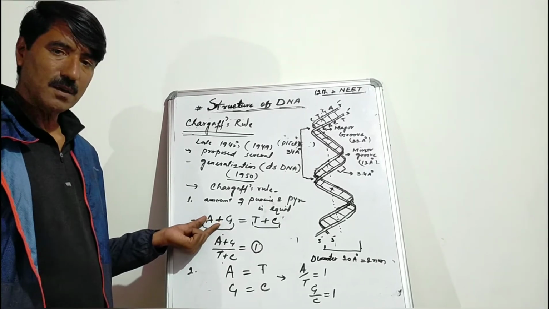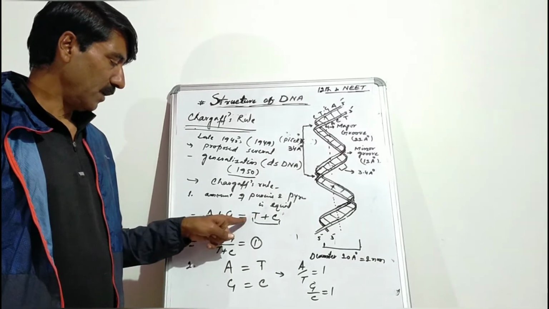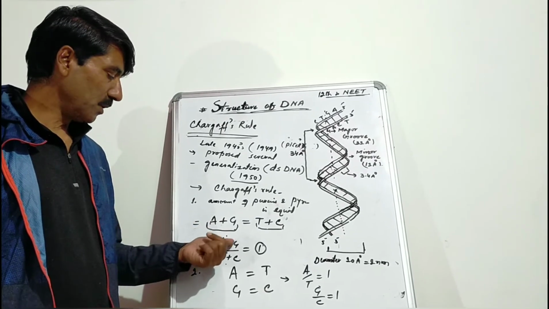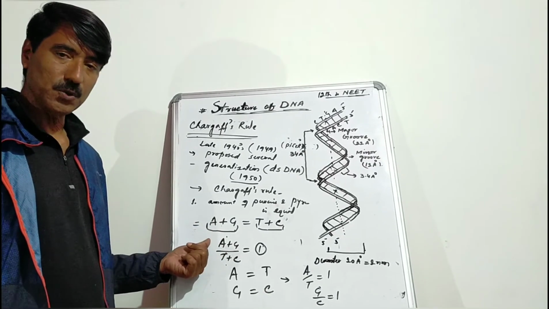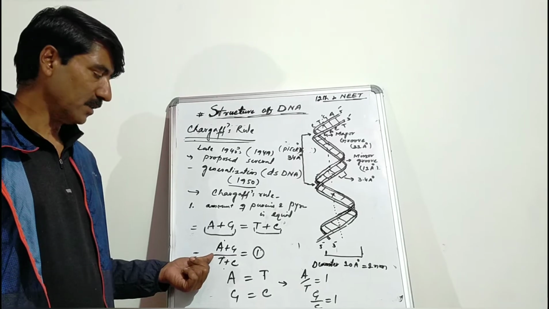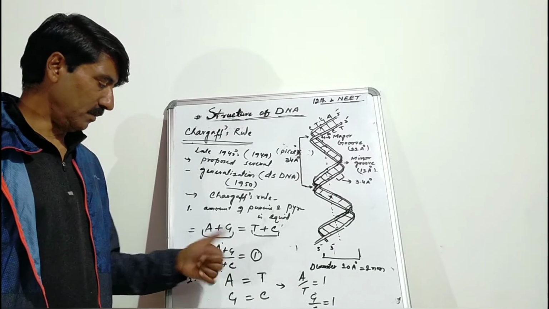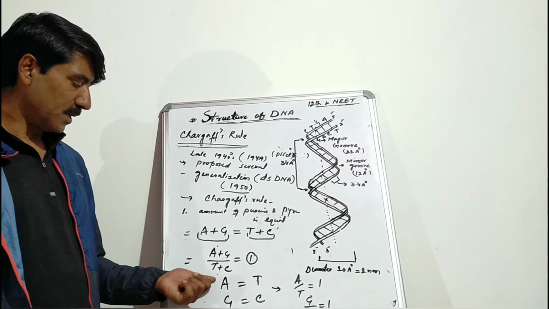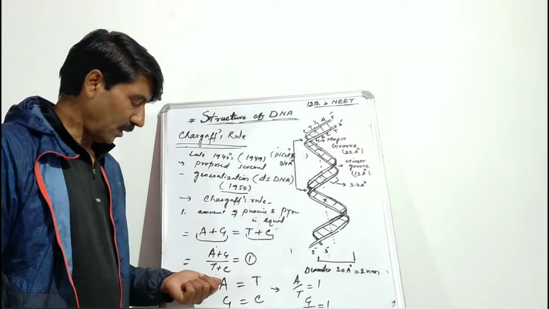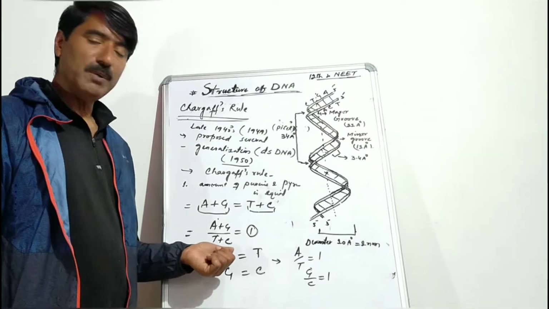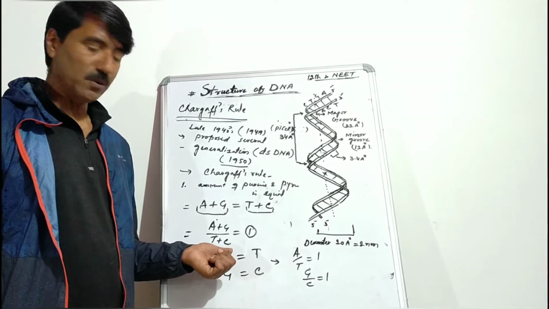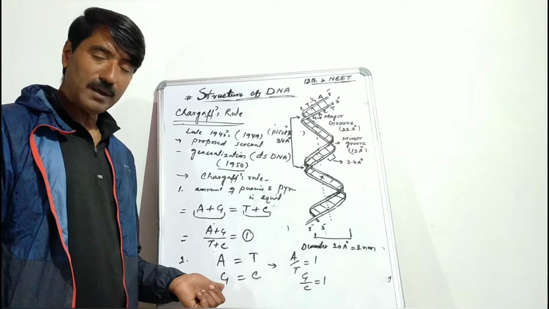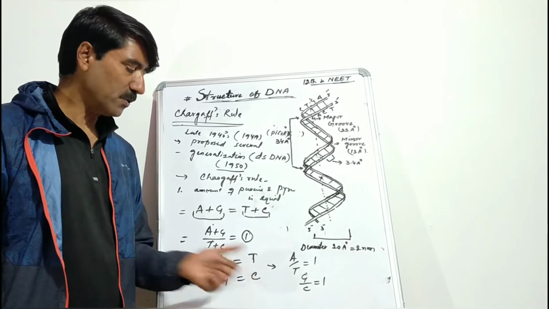In other words, A plus G equals T plus C, or in other words we can see A plus G by T plus C, that is the ratio of purines to the pyrimidines or vice versa, would be always equal to 1. And in the second generalization we find that एडेनिन मॉलिक्यूल जितने भी होते हैं डबल स्ट्रैंडेड डीएनए मॉलिक्यूल में उतने ही थाइमीन के होंगे, जितने गानिन के होंगे उतने ही साइटोसिन के होंगे.